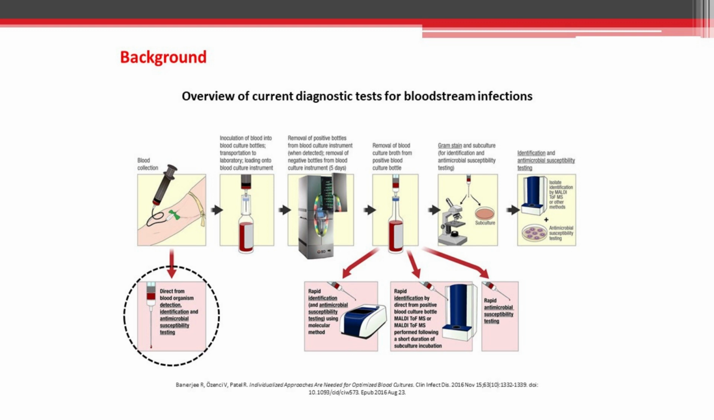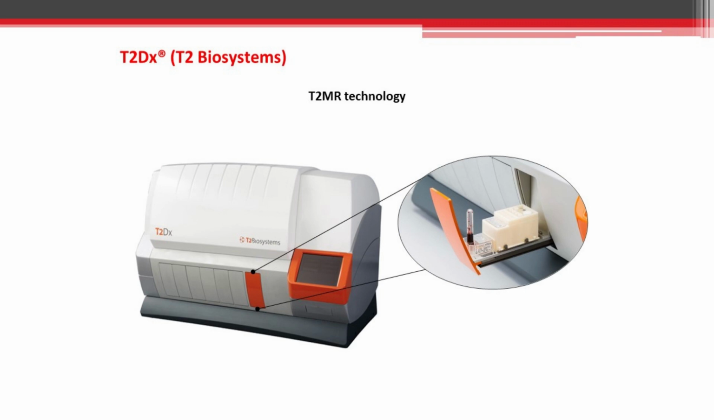So the main problem with the current diagnostic tests for bloodstream infections is that, although there are new tests that can provide rapid identification and some resistance markers, they are still dependent on the growth from the blood culture bottle. So there is still a real need for new diagnostic tests that can be performed directly from the patient's sample. And that's exactly what the T2 diagnostic system is.